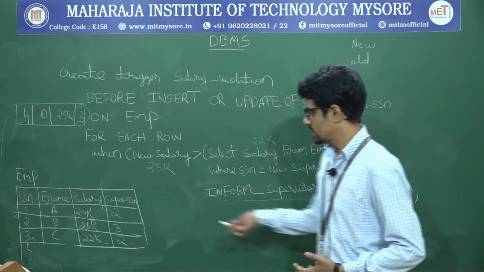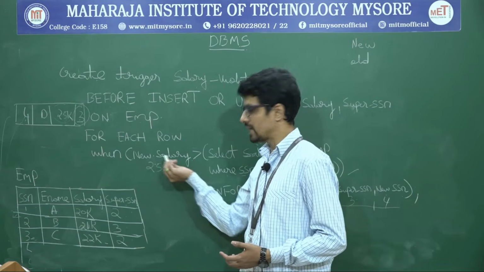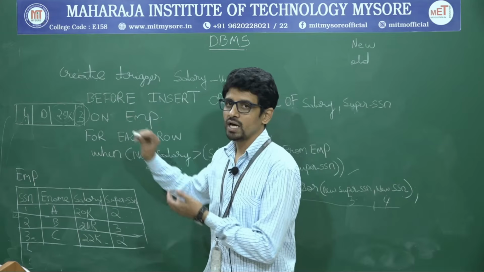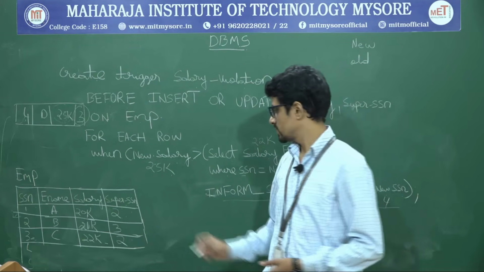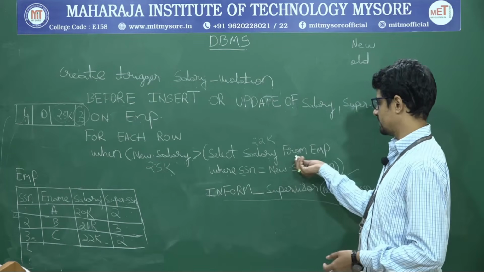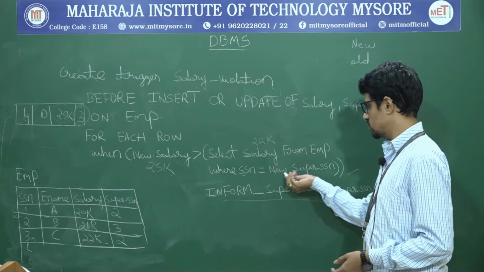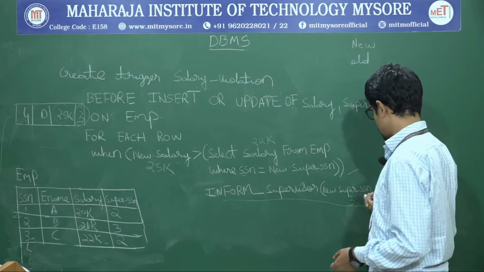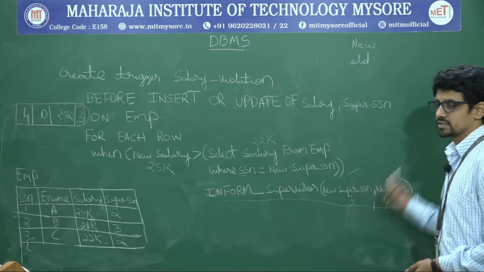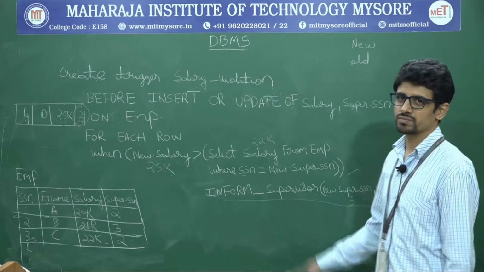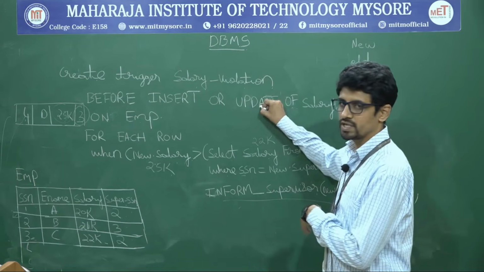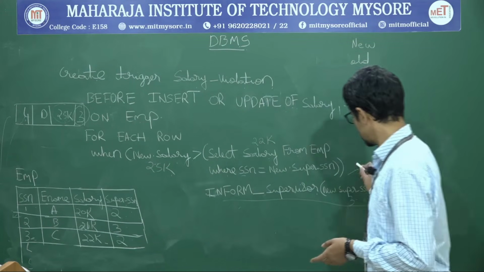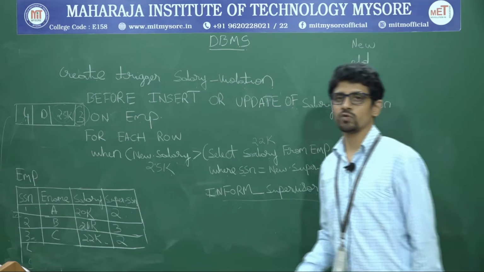executing on each insertion. So when new dot salary, as I said, new and old are 2 keywords used to refer to the one which you are right now inserting or updating, and old refers to the existing one in the database table. Greater than select salary from EMP where SSN equal to new dot super SSN, inform supervisor new dot super SSN comma new dot SSN. So I am going to pass 3 comma 4 to the function being called. So event, insert or update, is an event taking place, some condition is evaluated, this is the condition till here, then the action is taken. So this is how you write your triggers.